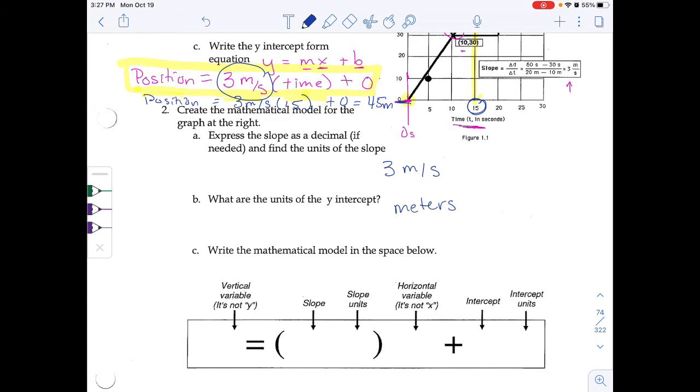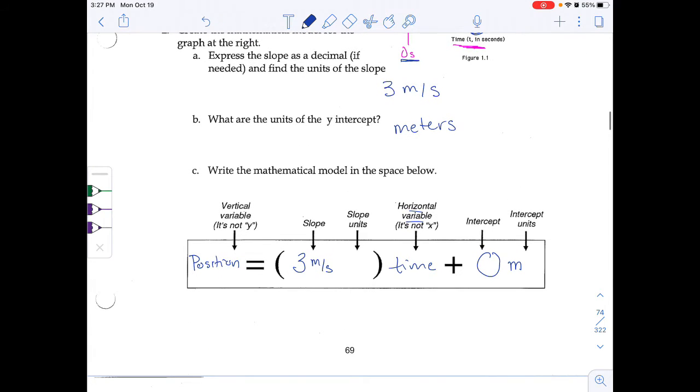And so let's fill this in here even neater than before. The thing on the y-axis is the position. The slope that we found is the same as the velocity. In this case, it's 3 meters per second. And what's the thing on the horizontal axis? It's the time. And what was the y-intercept for us in this particular case? It's easy. It's 0 meters.